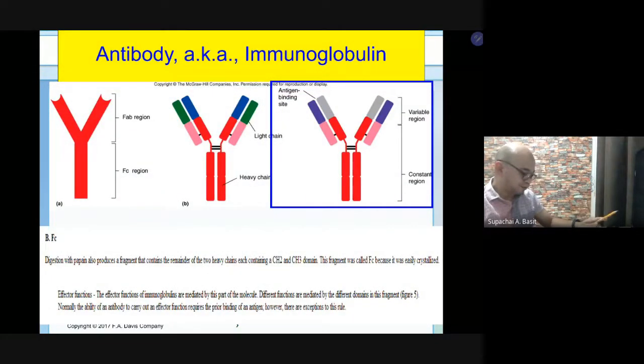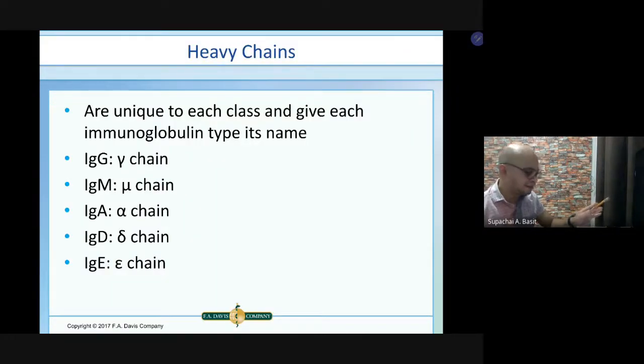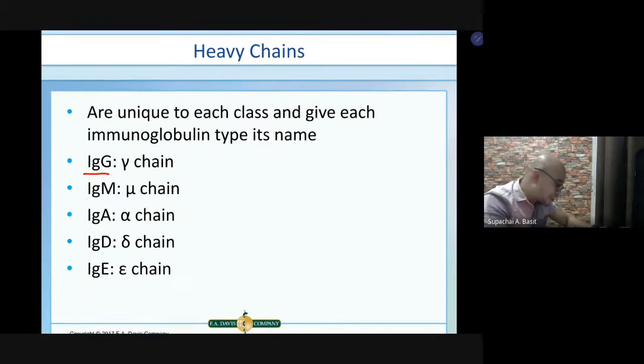Okay, so again, the heavy chain and the light chain. The heavy chains are unique to each class. That's the reason why I told you specifically that the constant heavy chain determines the immunoglobulin class. For example, if gamma chain is present, then we are referring to a particular type of immunoglobulin known as IgG. If mu chain is present in the heavy chain, then the class is determined as IgM.